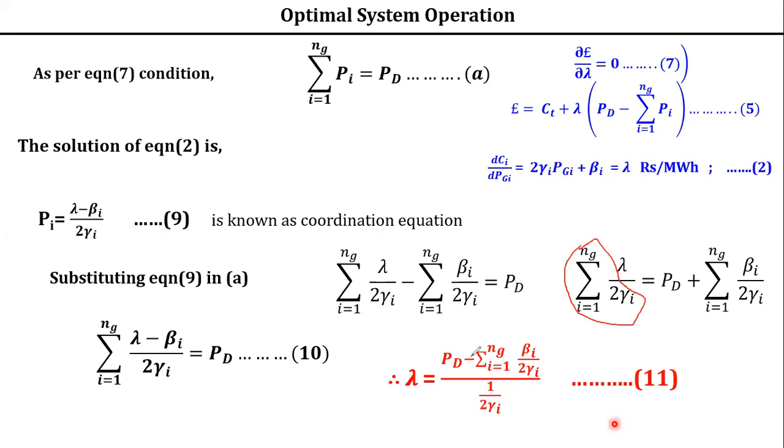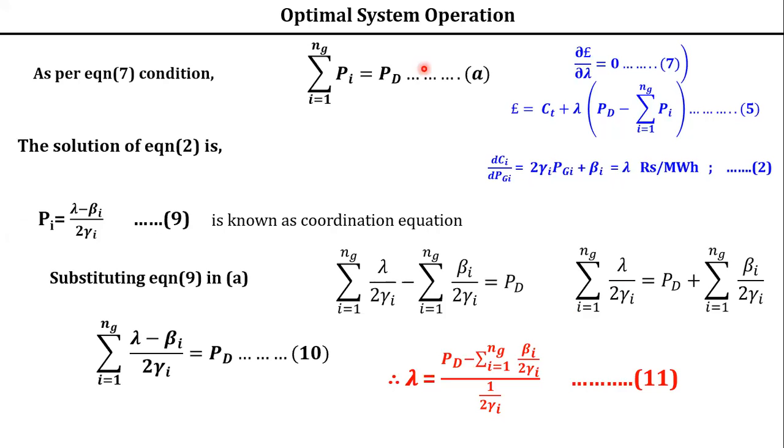And one more thing, there is a correction here. This should be plus. This is the correction. You can make it now. Hope you understood this one. Equation, lambda is equal to this one. So how to determine generation? Remember this equation. How to determine the incremental fuel cost lambda? Remember this one. Clear? So this is the theory part.